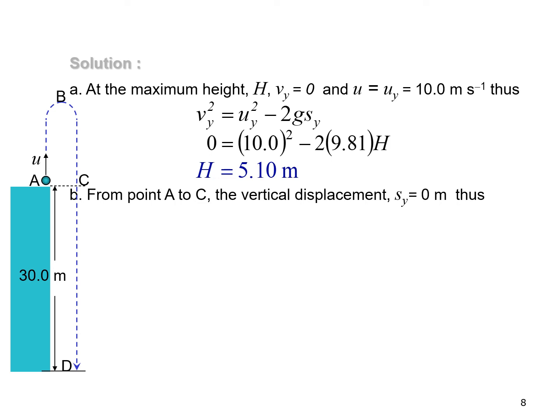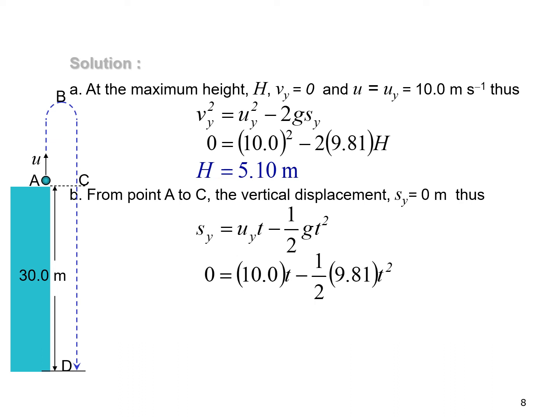And then from point A to point C, the displacement will become 0. That means A to B travels in the positive direction 5.1, and then B to C travels in the negative direction 5.1, so the total displacement will be 0. Therefore, applying this equation, the total displacement becomes 0, initial velocity is given as 10, g will be constant, and we want to determine the value of t. Solving this, we will end up with 2.03 seconds.